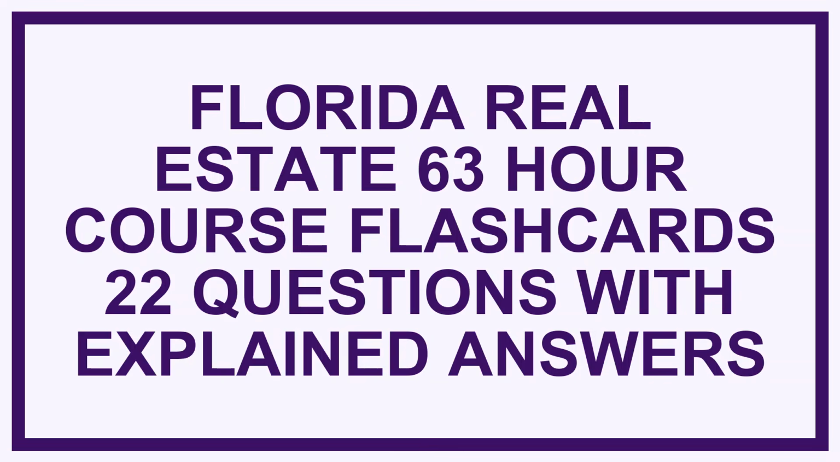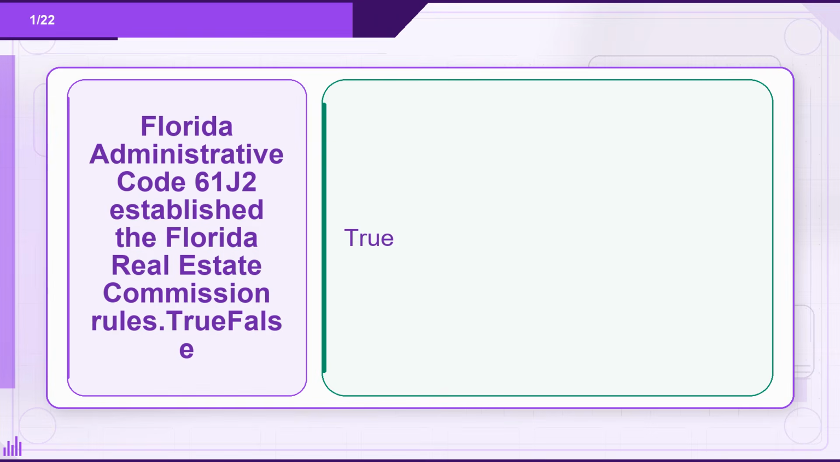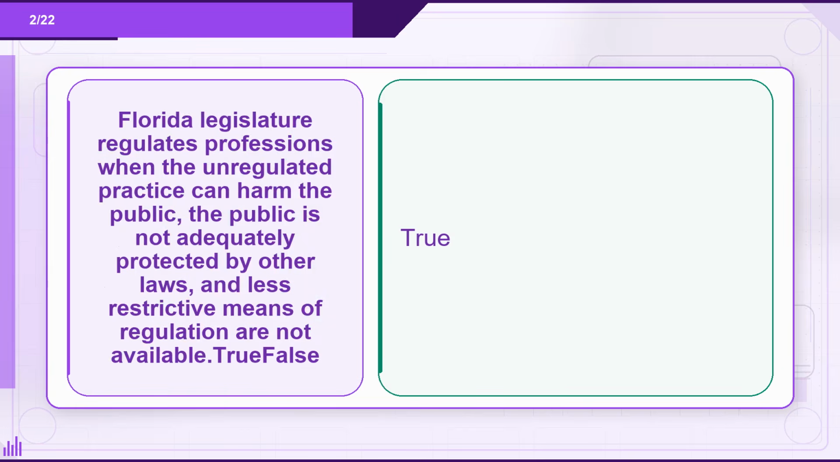Florida Real Estate 63-hour course flashcards, 22 questions with explained answers. Flashcard 1. Term: Florida Administrative Code 61J2 established the Florida Real Estate Commission rules. True/false. Definition: true.